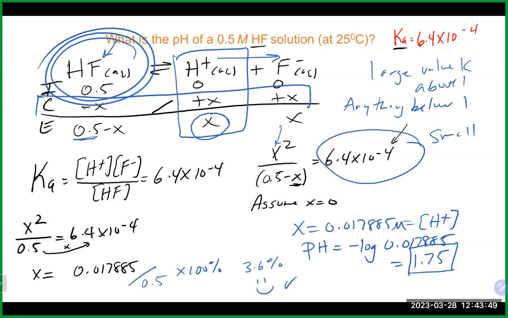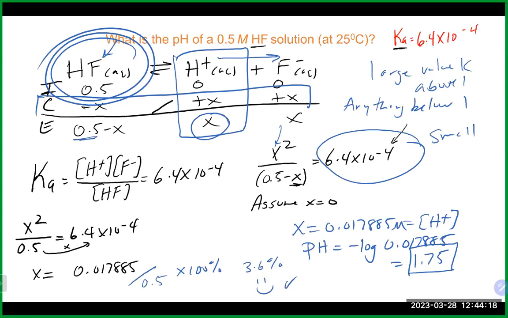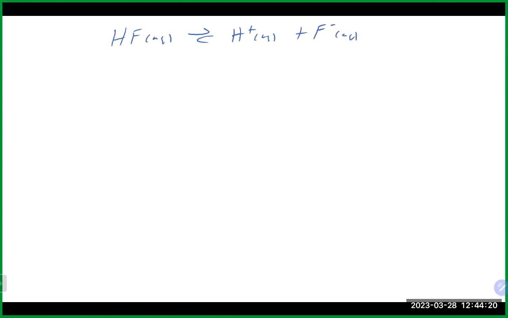Other questions? So to illustrate that point, if we were doing our same problem here, but we actually started with a concentration of 0.05 rather than 0.5, we would have our same ICE table basically set up. And we'll use the same K value there, which was, I believe, 6.4 times 10 to the minus 4.